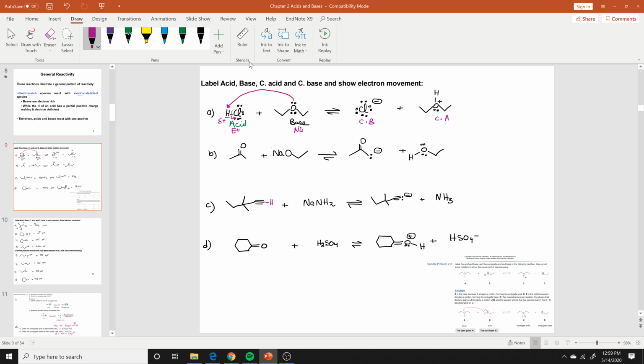Now, this is what you're going to see. I'm not going to show you any lone pairs. I'm not going to show you anything. So you have to figure out where your acid is and where your base is. Here, what you have is NaOCH2CH3. So let's go ahead and write it down.